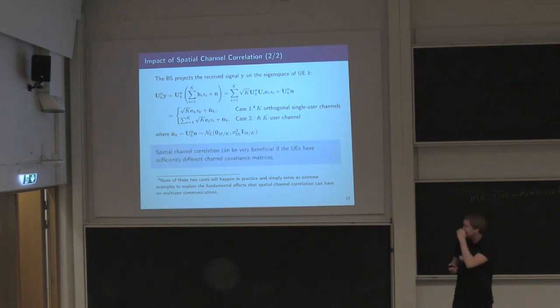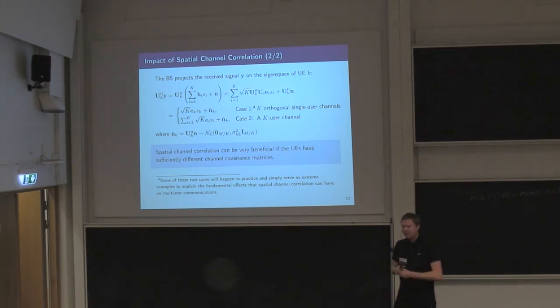So what we see here is that the spatial channel correlation can be very beneficial if the users have different eigenspaces, if they have very different covariance matrices. Then we separate, so each user is operating orthogonal to the other ones, like in a single user system. However, when they have the same space, then they are interfering a lot with each other, and they are not even getting all of the M antennas. They are living in an M over K antenna world. So this will be a first observation of how spatial correlation could affect our system.